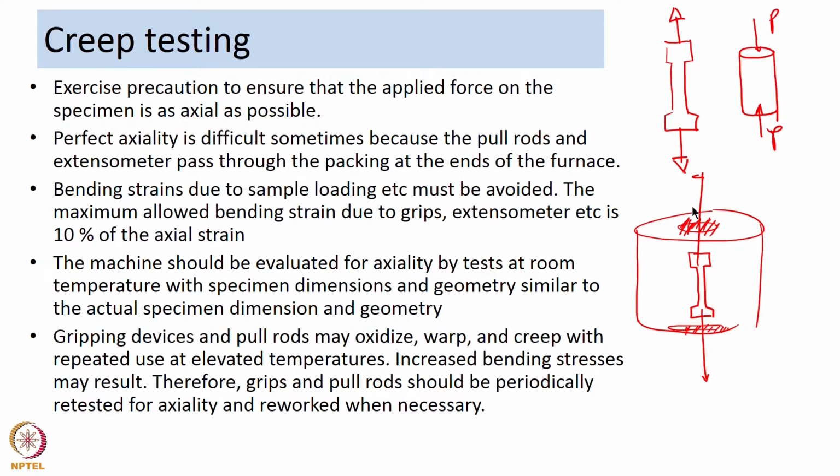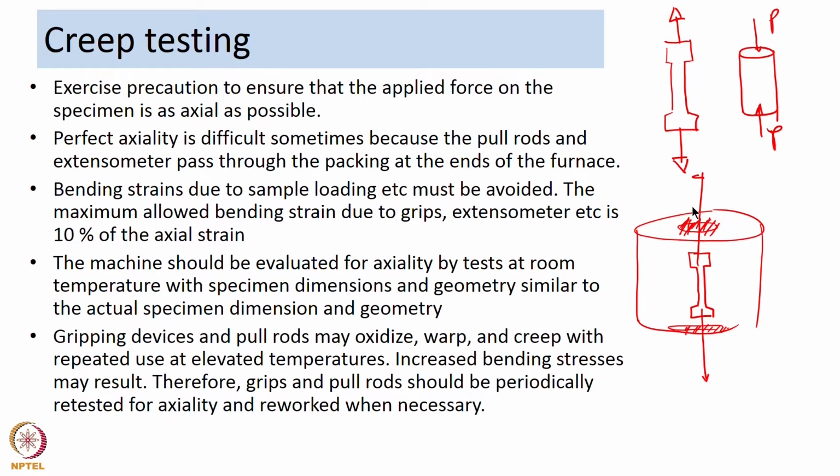So, if a loss of axiality is unavoidable and if the loss of axiality leads to some amount of bending strains, the maximum bending strain that the creep test or the ASTM standard allows is only 10% of the axial strain, and the machine should be evaluated for axiality by tests at room temperature with specimen dimensions and geometry similar to the actual specimen dimension and geometry.